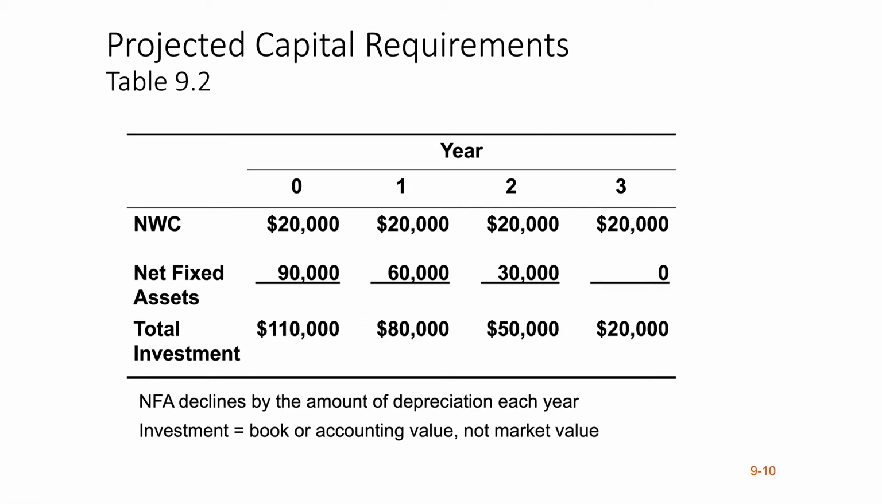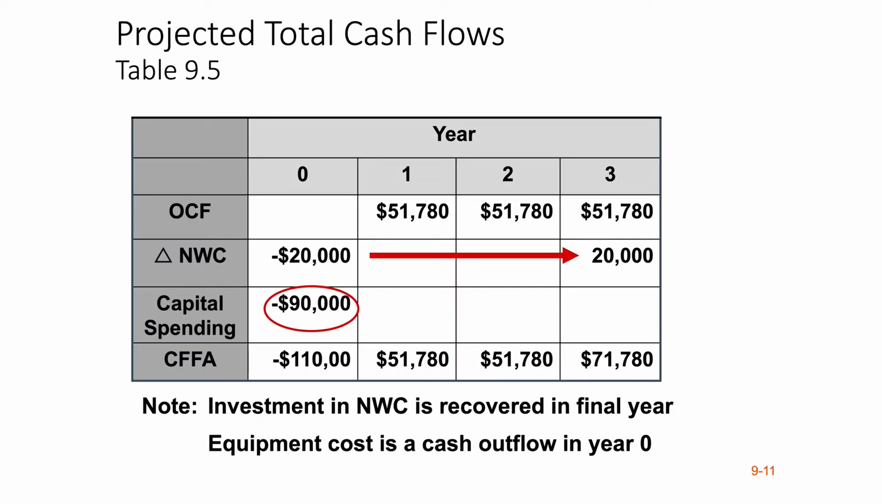So add those numbers, and the total investment per year is along that line: 110,000, 80,000, 50,000, and the last one, 20,000. This is just net working capital in that year. You don't have any asset left, all written off. Those are not market values, those are book values. Now here, we need to prepare the pro forma projected total cash flows.